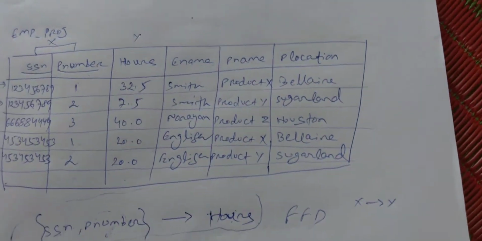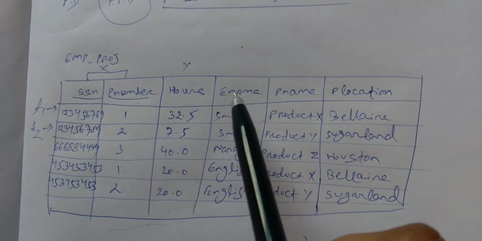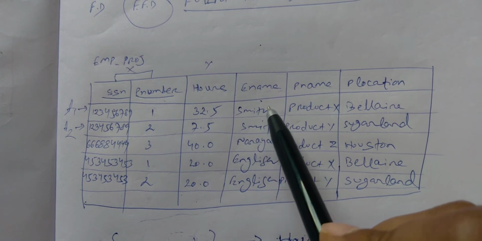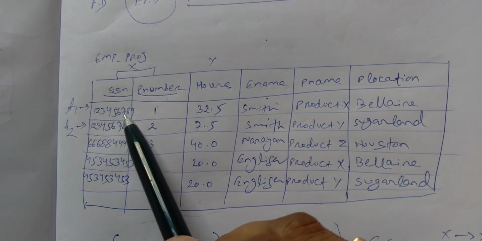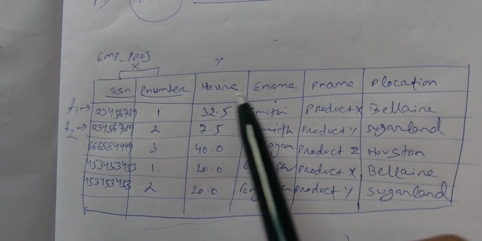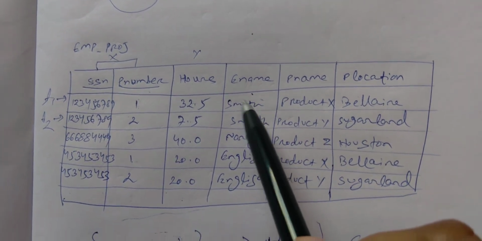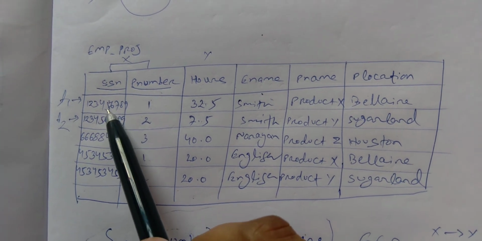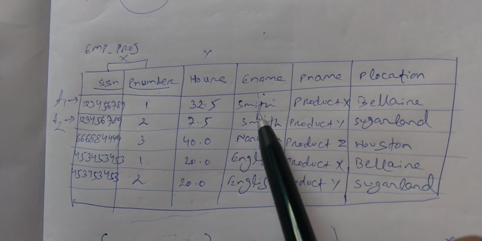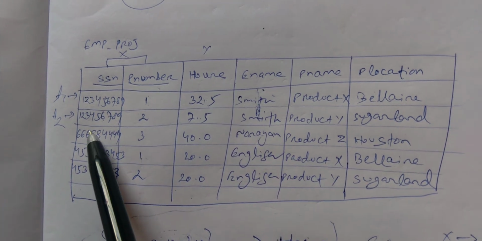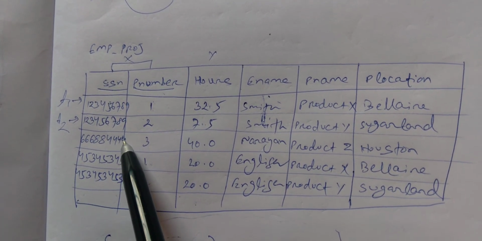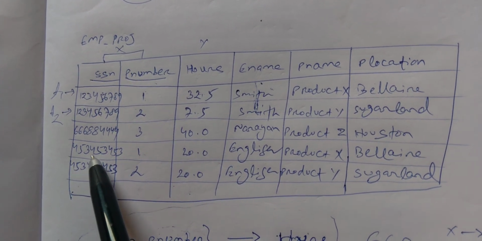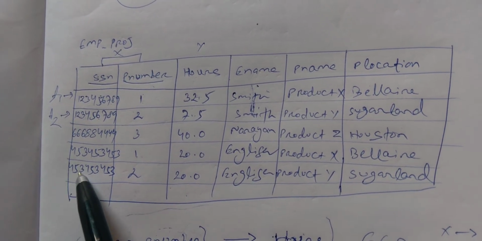See from the example, SSN and E name, whether this is true or not. 1 2 3 4 5 6 7 8 9 is Smith. So T1x is 1 2 3 4 5 6 7 8 9, T1y is Smith, T2x is say 1 2 3 4 5 6 7 8 9, these two are equal, so these two must be equal. Yes, these two are equal, so this is true. Again you check for all, 6 6 8 8 4 4 9, this is not repeated, so no need to worry. 4 5 3 4 5 3 4 5 3, this is again repeated here. That means T1x equals T2x.